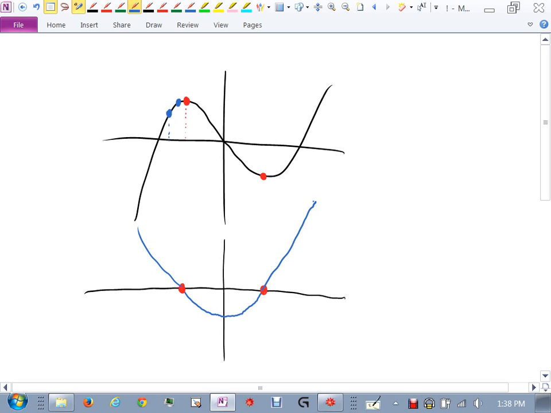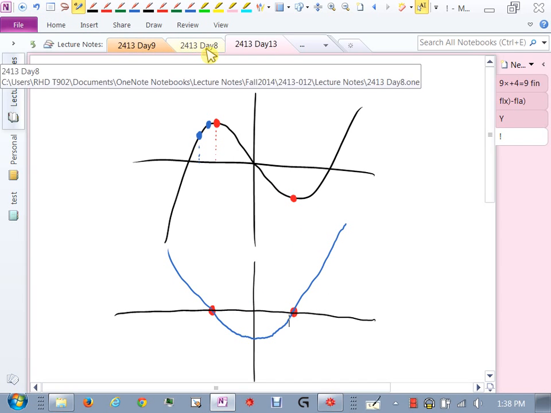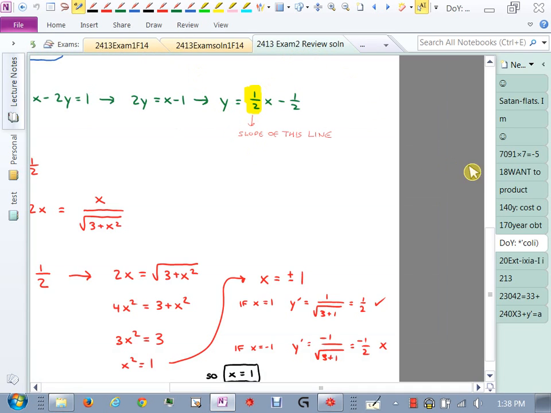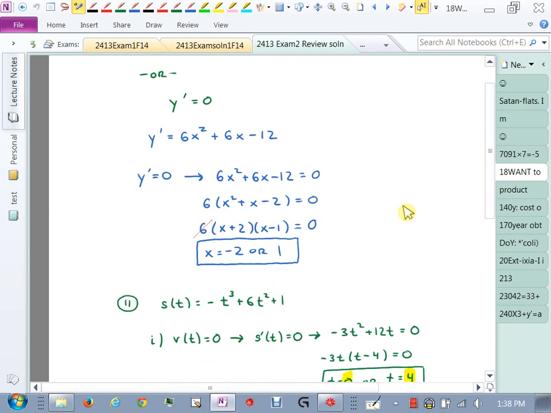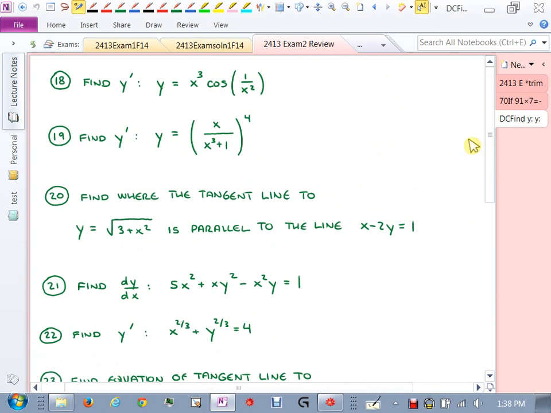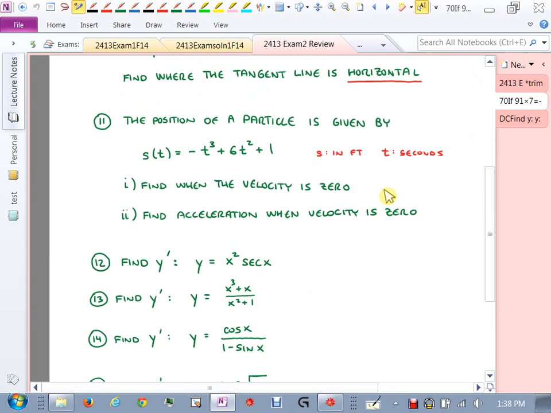How about number 11? Anyone have trouble with 11? So here's what 11 was saying, just so you know.